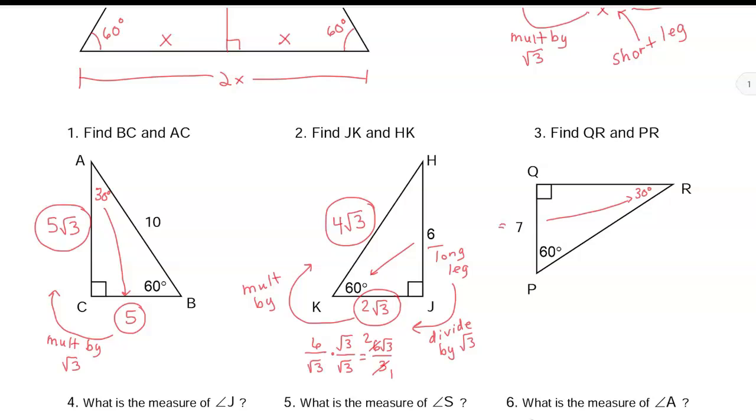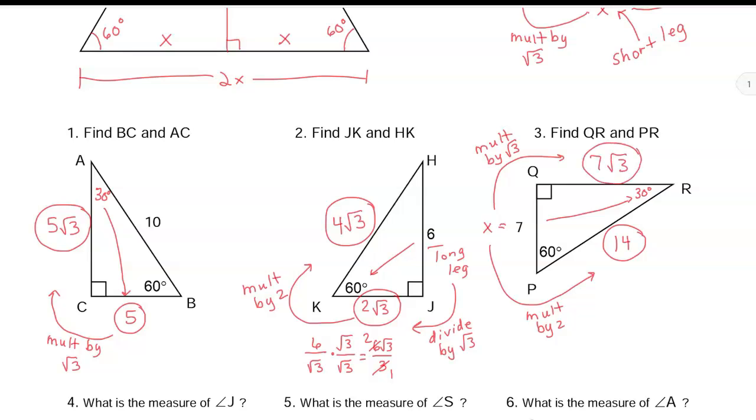So that means this is the side that's labeled X. To get the hypotenuse, we're going to multiply by 2, which is what we just did on the previous problem. 7 times 2 is 14. And then to get the longer leg, we're going to multiply by root 3. So we'll get 7 root 3 is the longer leg.